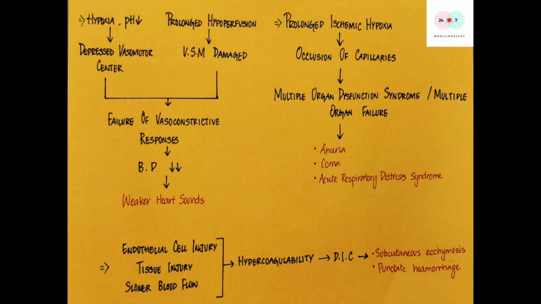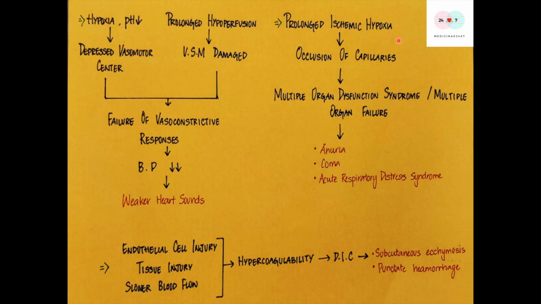The pathogenetic mechanism which brings about the effects of the final stage is caused by a depressed vasomotor center and damaged vascular smooth muscle cells due to prolonged hypoperfusion. There is increased hypoxic or ischemic damage to the vascular smooth muscle cells. The depressed vasomotor center and the damaged smooth muscle cells lead to failure of the vasoconstrictive responses. Hence, the hypotension is exaggerated and the blood pressure falls even lower. As a direct result, there are weaker heart sounds.